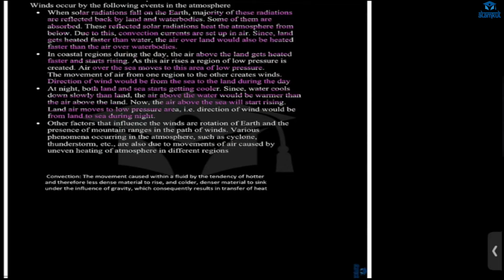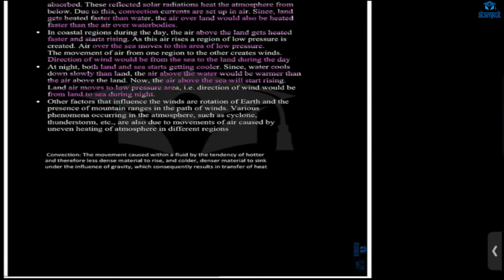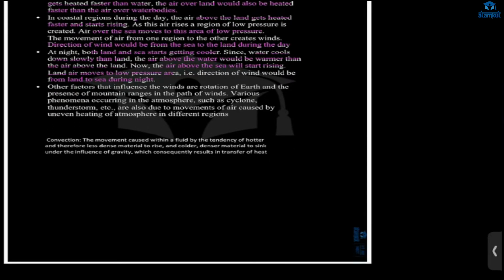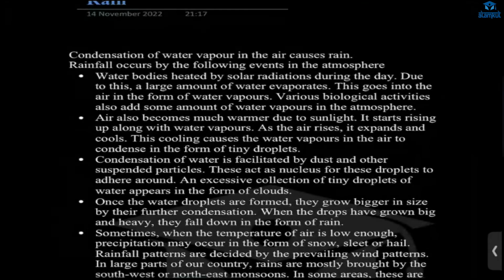Other factors also will influence, like rotation of earth and mountain ranges, right? It will change the path of the wind. Also, sometimes cyclone or thunderstorm. These all. Now rain. Next is rain.